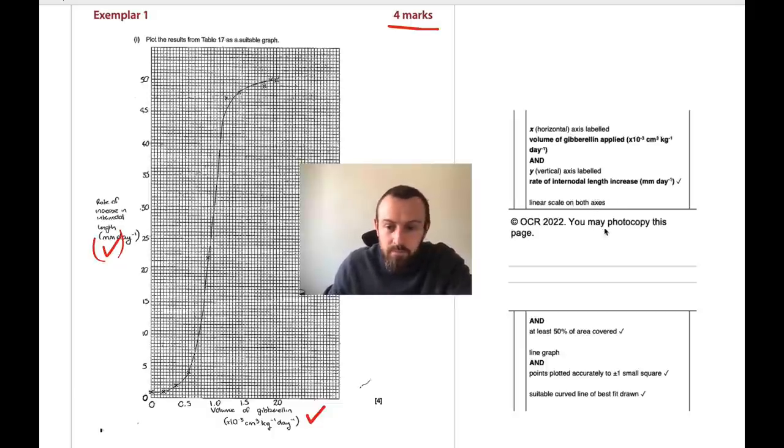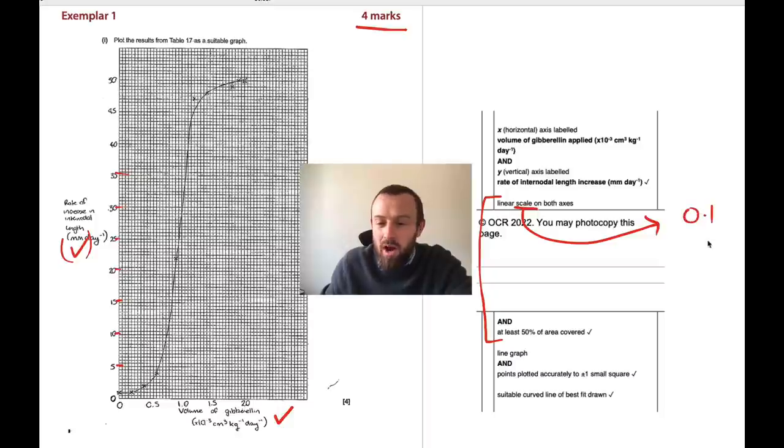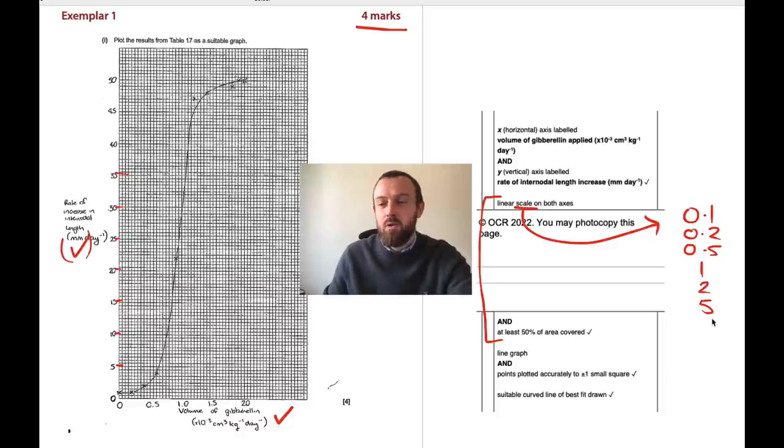So did you get that one? The second one is it 50% of the area covered? And does it have a linear scale? So is the scale, does this increment go up here by 5 each time? And this is clear. This is a good scale, a nice scale. And by the way, scales should only ever really be 0.1 or 0.2 or 0.5 or 1 or 2, or 5, or 10, or 20, or 50. Can you see what I mean? It's multiples. Never 3, please not 3. 4 is annoying as well. Really, it's only these ones.